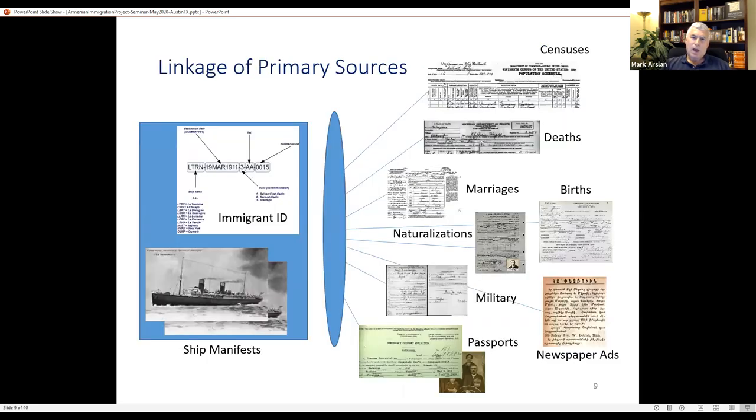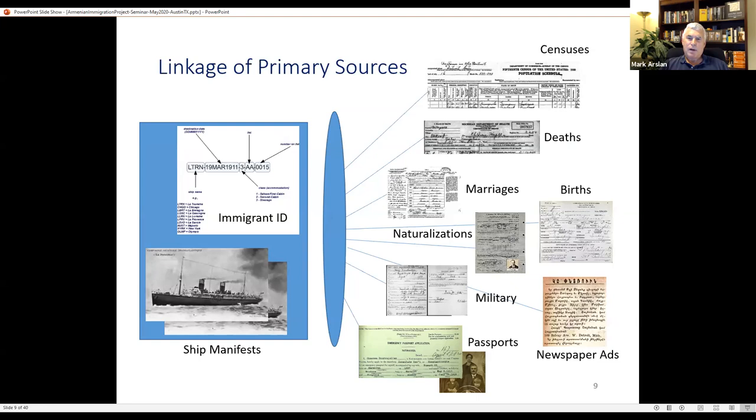Okay, so I started out with ship manifests, started out with Ellis Island, then I realized there were about a dozen other ports accepting arrivals during that time period in both the United States and Canada. So then I started adding some of these other types of records. On the ship manifest, I have this thing called an immigrant ID. Every arrival has a unique ID. When I find that person on a census record, a death record, or one of these other things, and I can find their ship manifest entry, then I point to that immigrant ID. And what I've done there is link all these different records together.